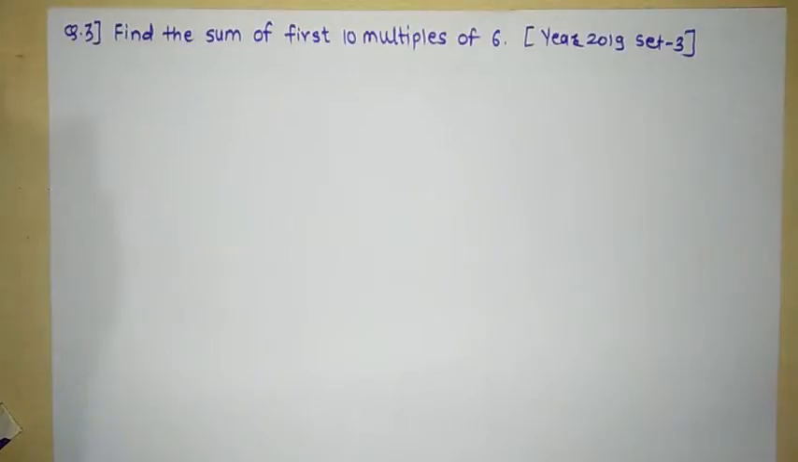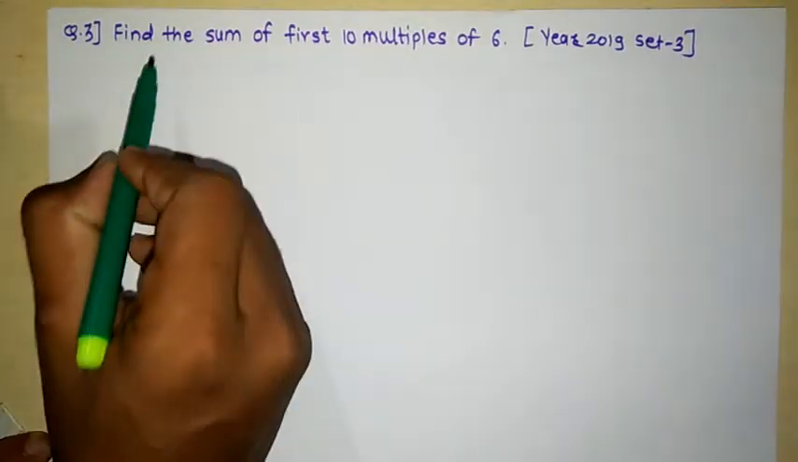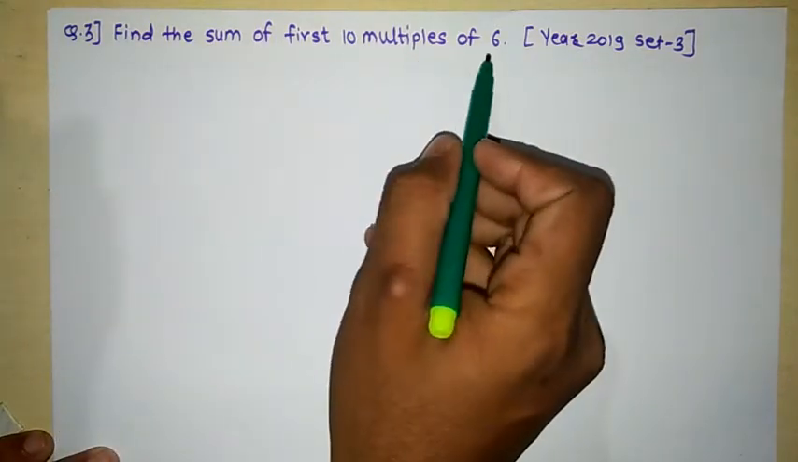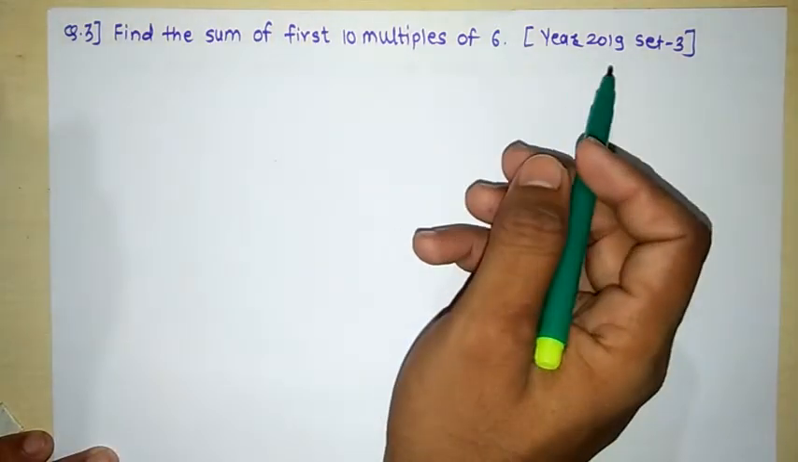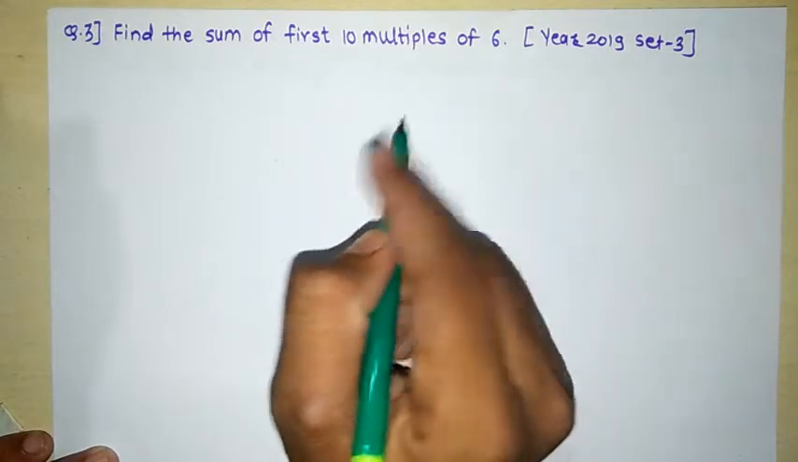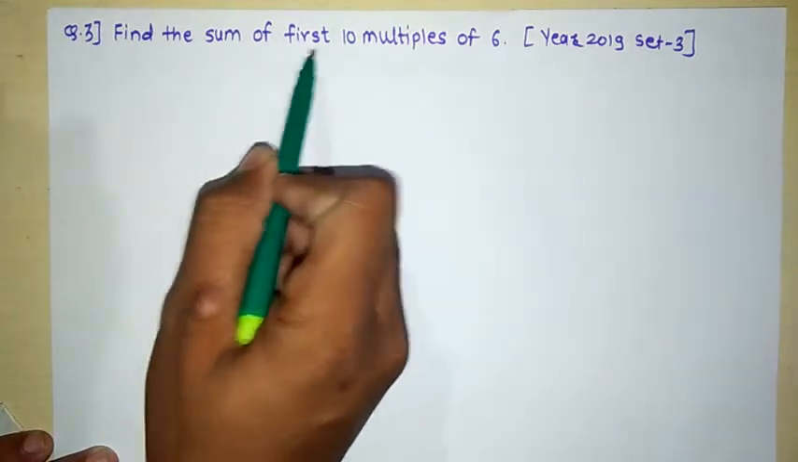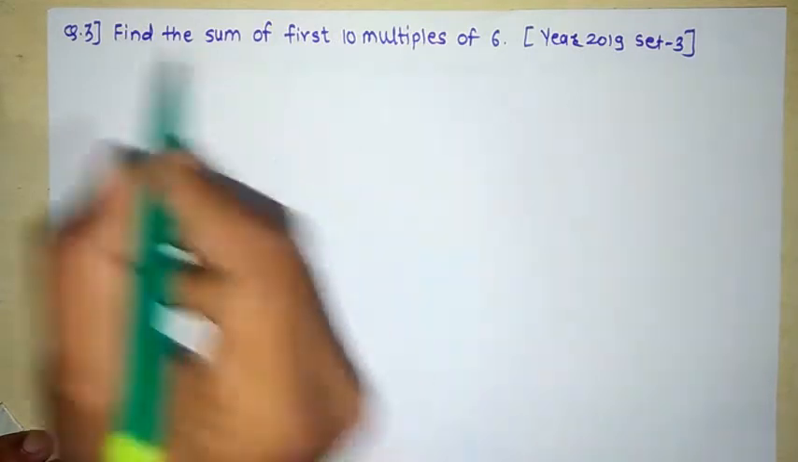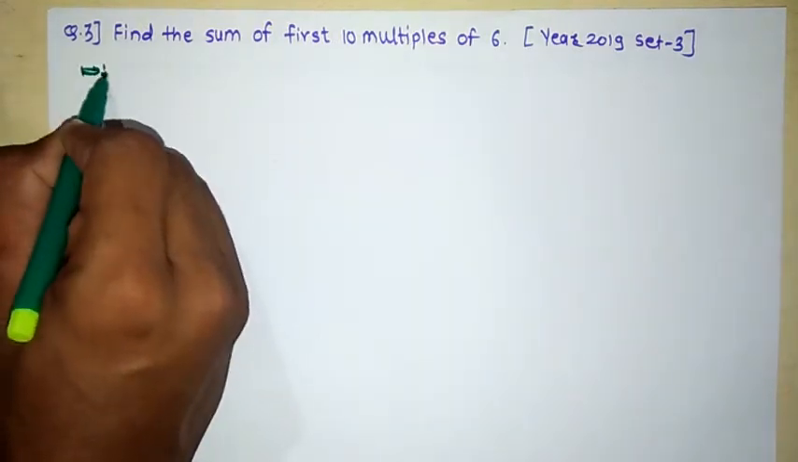Now we will see question number 3. See here in question number 3, what is given? Find the sum of the first 10 multiples of 6. And this was asked in the year 2019, set number 3. In set number 3, this question is asked. See here, what we have to find? We have to find the first 10 multiples of 6. Multiples of 6 we have to find.